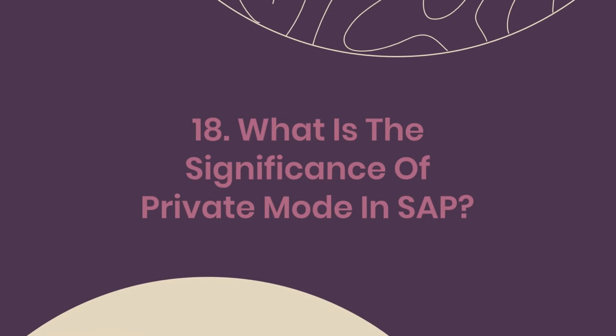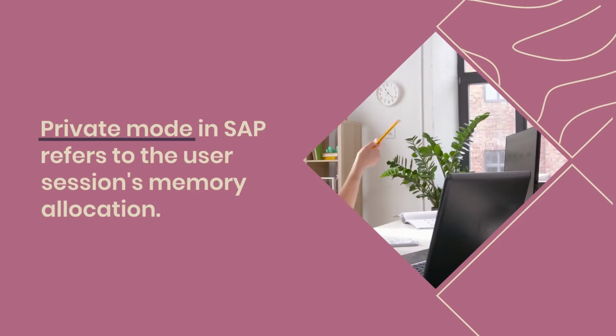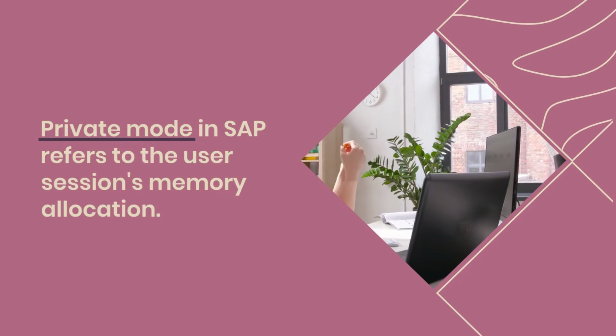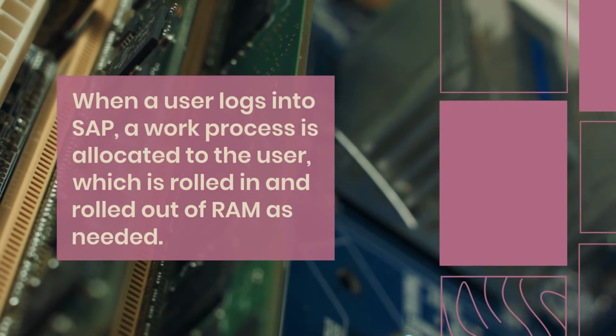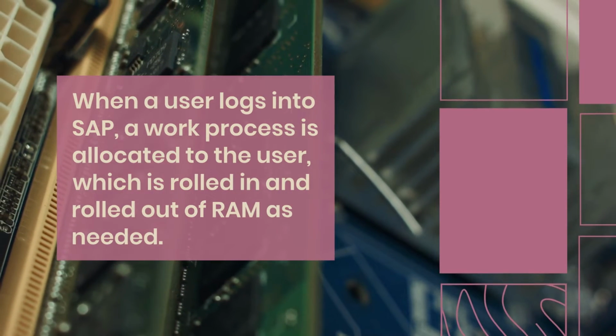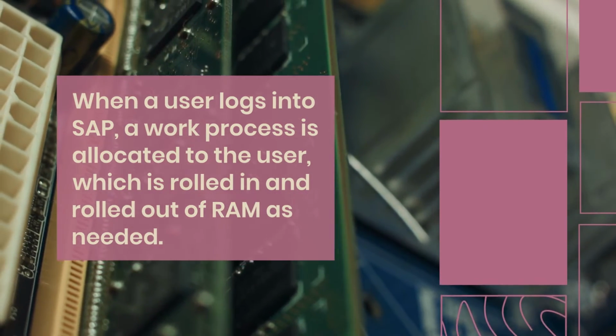18. What is the significance of private mode in SAP? Private mode in SAP refers to the user session's memory allocation. When a user logs into SAP, a work process is allocated to the user, which is rolled in and rolled out of RAM as needed.